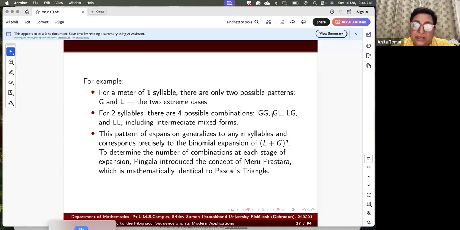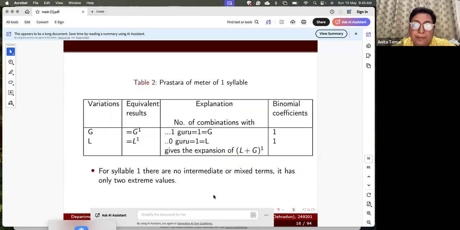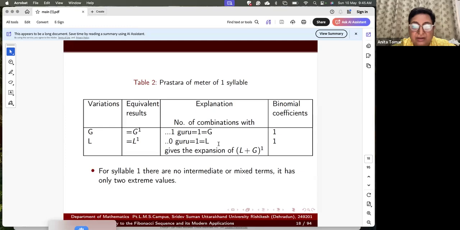For two syllables, there are four possible patterns like this, including intermediate mixed forms. So this pattern of expansion generalizes to any n syllables and corresponds precisely to the binomial expansion. To determine the number of combinations in each phase of expansion, Pingala introduced the concept of Meru-Prastha, which is mathematically identical to Pascal's triangle. So the prastara of a meter for one syllable is like this. This I have explained in an earlier slide also.